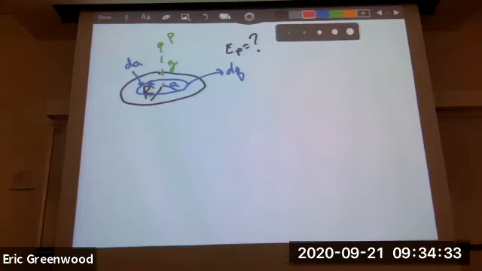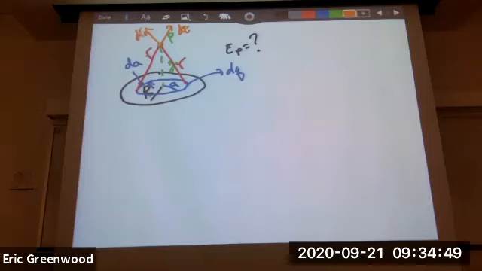So much like last time, R is going to be the distance from the ring to the point P. So these are my R's. My electric field contribution from each one is going to point in this direction. So this is my dE. Over here, the electric field is going to point dE this way.